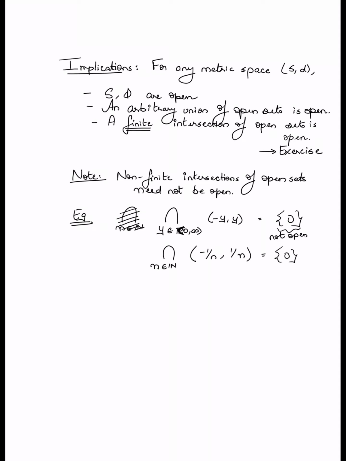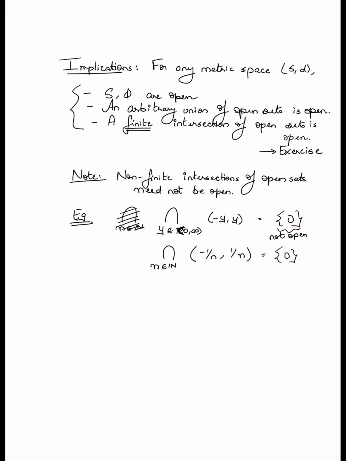So these are a couple of examples of infinite intersections of open sets which are not open. Convince yourself also that the singleton set consisting of only 0 is not open in R. Why? Because 0 is not an interior point of this set. There is no neighborhood, no ball around 0 that you can construct which is completely contained within this set.